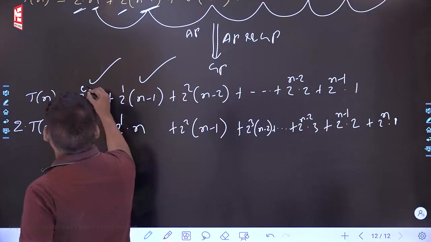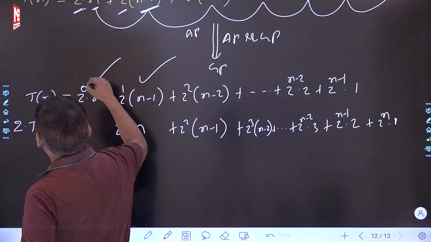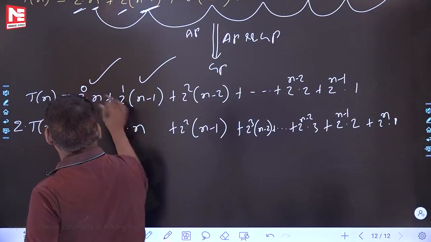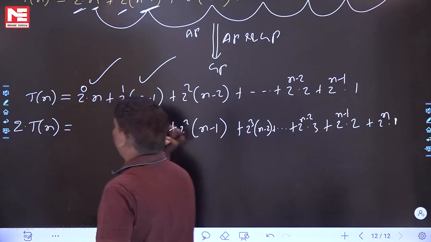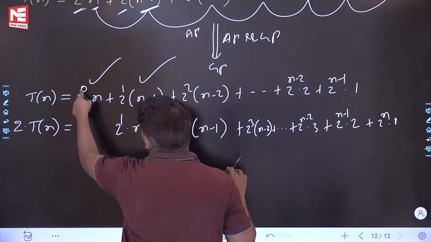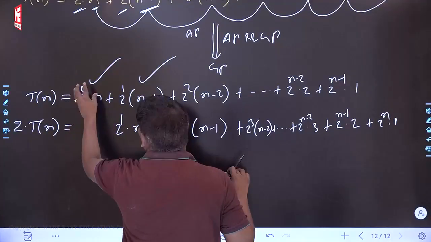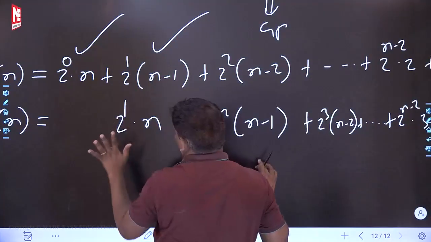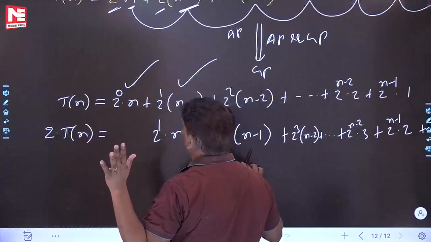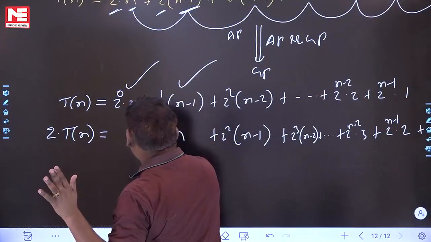See, 2 power 0, if you multiply by 2, becomes 2 power 1. Because it became 2 power 1, I wrote it here, close to 2 power 1. Anything is okay, you can write it here if you want, because a gap is there.